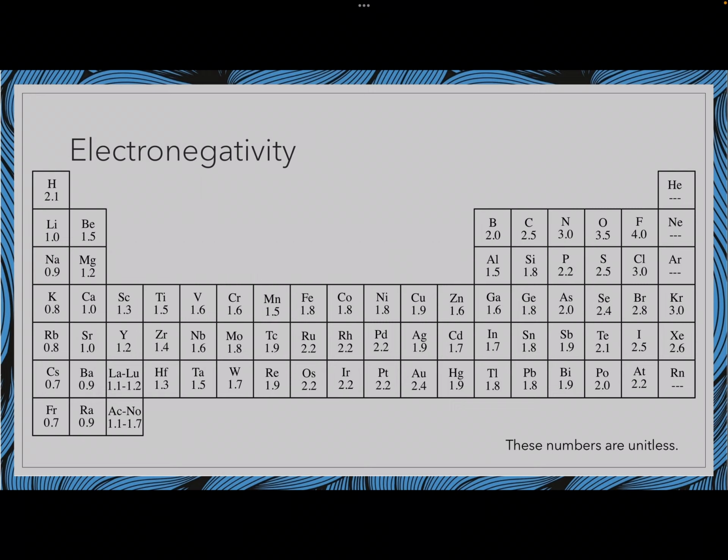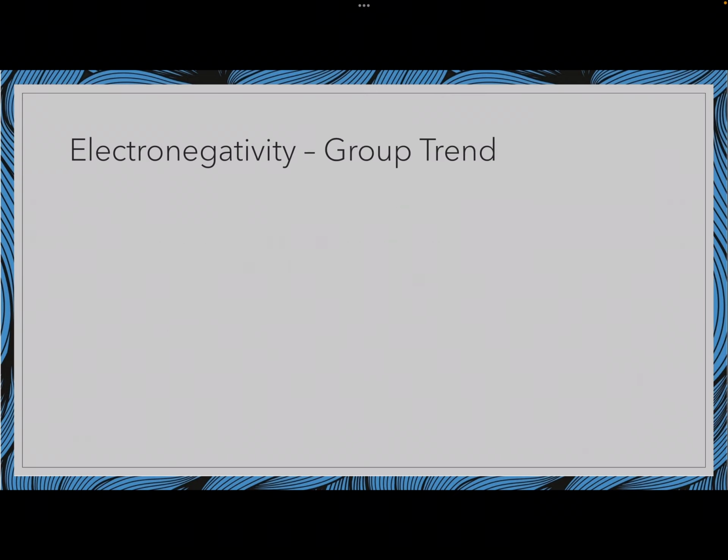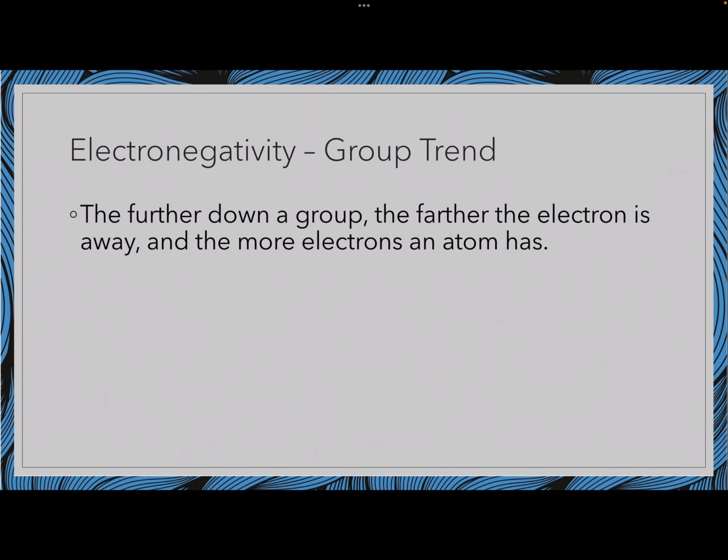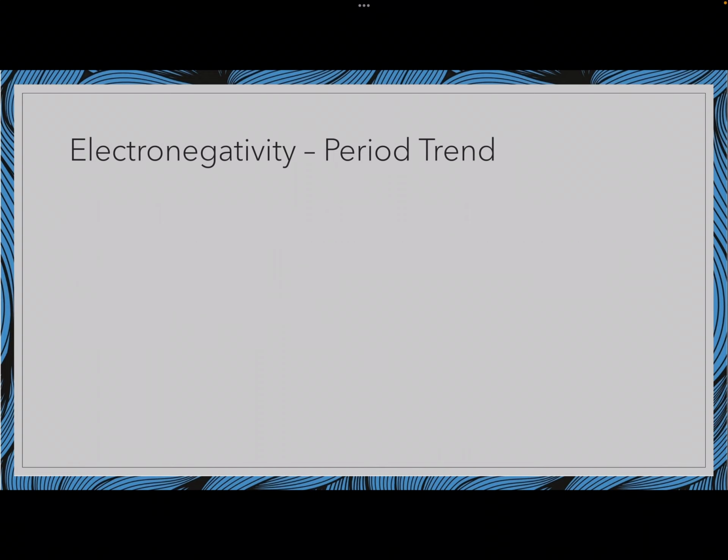Now that's to do with the octet rule. They don't really like to attract electrons because they're already full. Krypton and xenon do have some, but again, we kind of ignore them because they're noble gases. So for the electronegativity group trend, the further down a group, the farther the electron is away and the more electrons an atom has, so it's more willing to share them. Lower electronegativity at the bottom of the group.